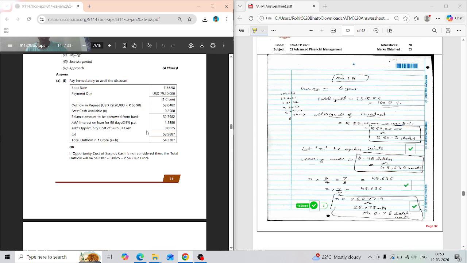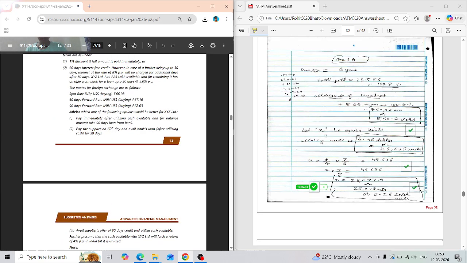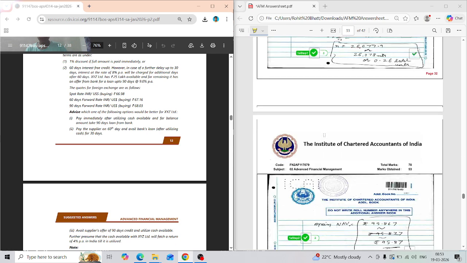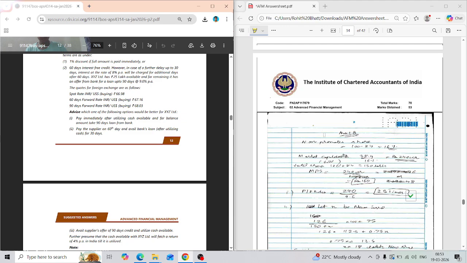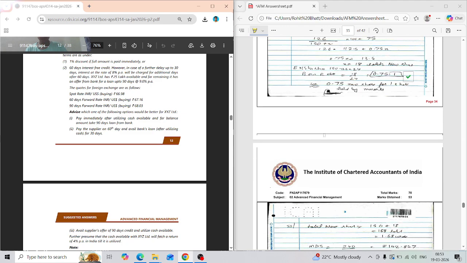Then comes the question 1A. I think you can just go through it. I'll provide the Google Drive link of my answer sheet in the description box.